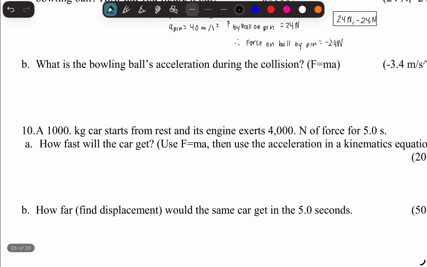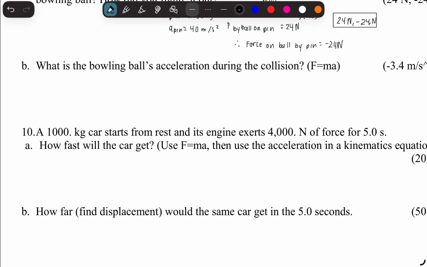What is the bowling ball's acceleration during this collision? So we know that the mass of the ball is equal to 7 kilograms. And we know that the force on ball by the pin is equal to negative 24 newtons based on the coordinate system we have defined. So F is equal to ma, but we want the acceleration. So acceleration is equal to F over m. Plugging in everything, that's negative 24 divided by 7.0, that's equal to negative 3.43 meters per second squared.